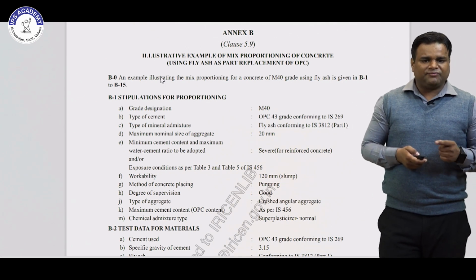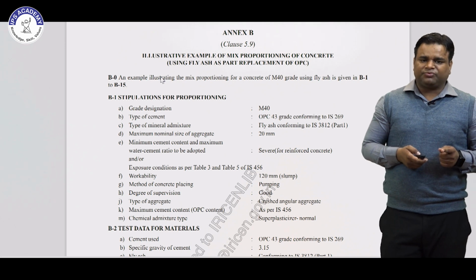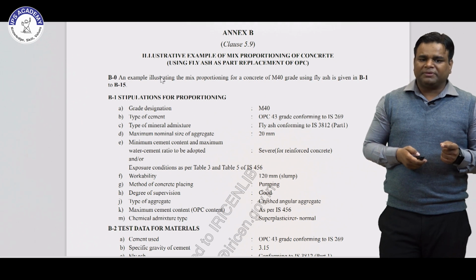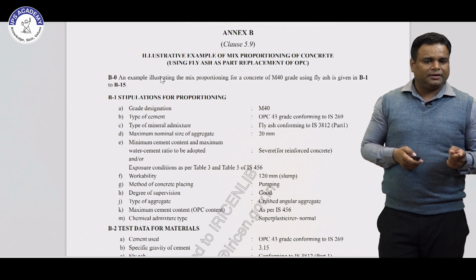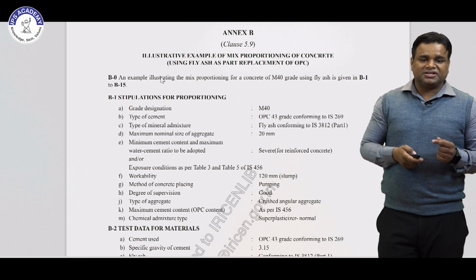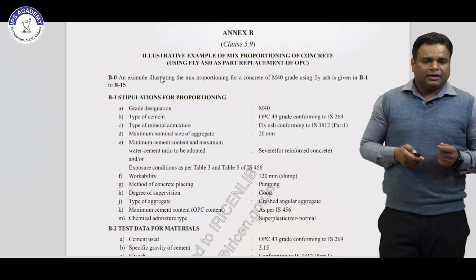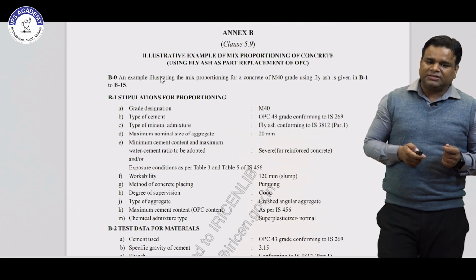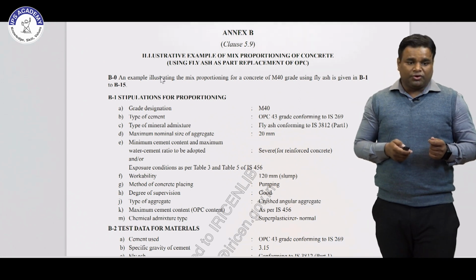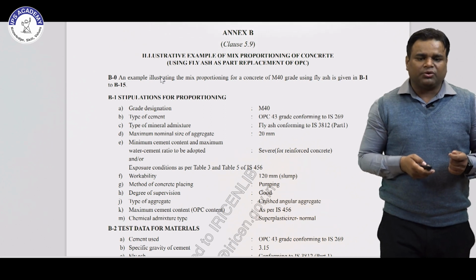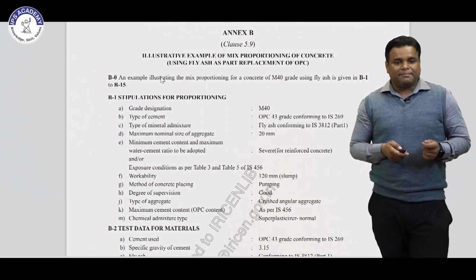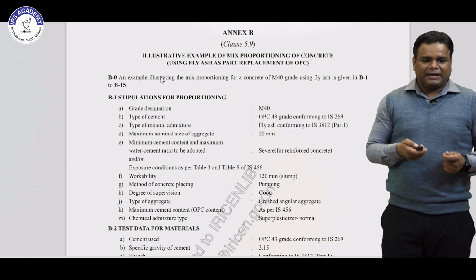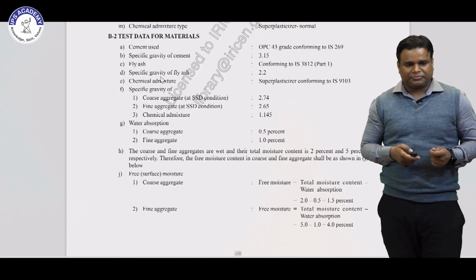So the grade is M40, the type of cement is 43 grade, fly ash is per IS 383 part 1, maximum nominal size of aggregate is 20 mm, and the exposure condition is severe for reinforced concrete. Workability is 120 mm slump, method of concrete placing is pumping, degree of supervision is good, and the type of aggregate is crushed aggregate. The maximum cement content for OPC is as per IS 456, and the chemical admixture is also used, of normal supply type.